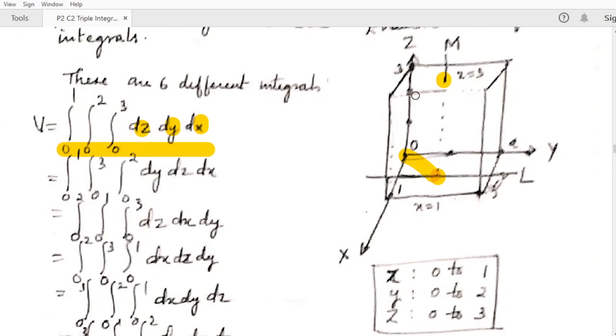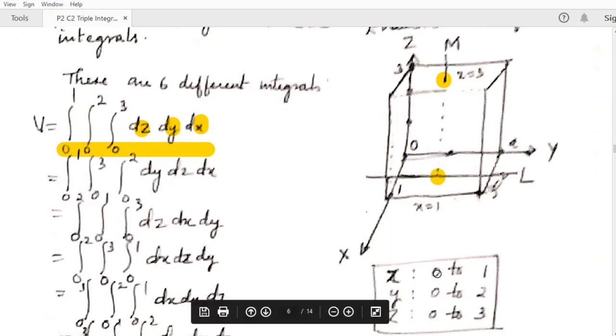Similarly, any point on the yz plane, the value of x will be 0. And any point on the xz plane, the value of y is 0. So considering this note, this is a point on the xy plane, and on the xy plane the value of z is always 0. So our initial value of z is 0.